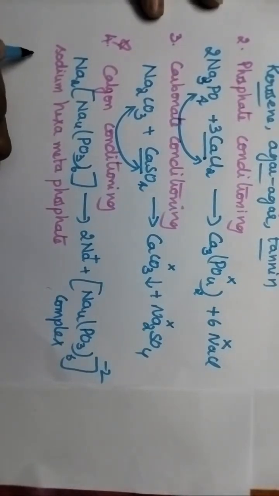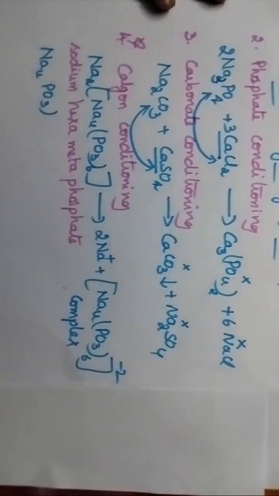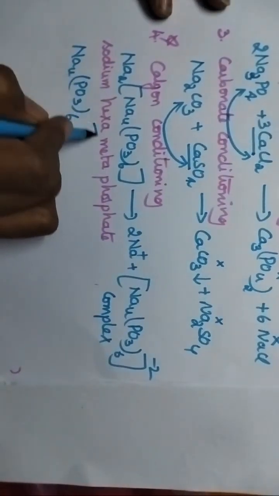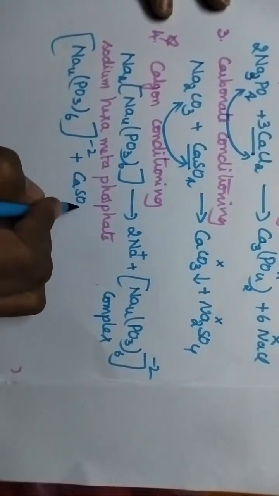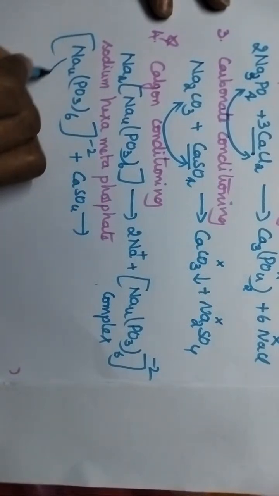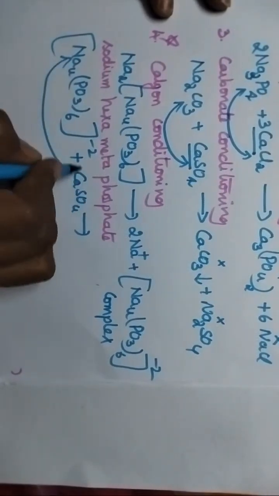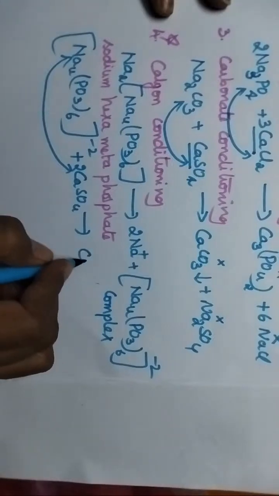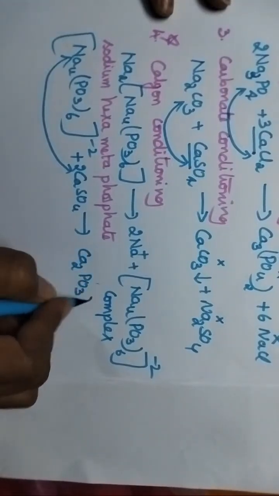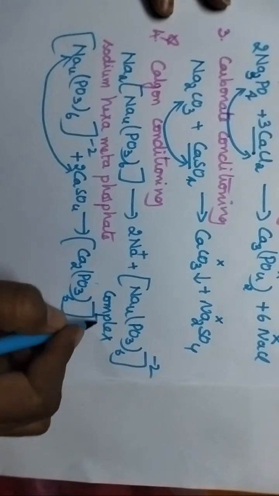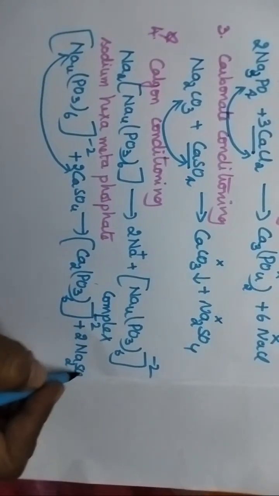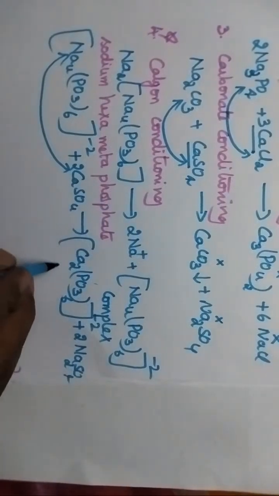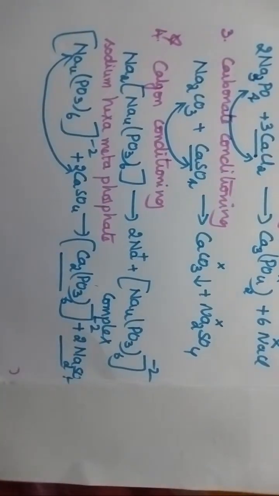This complex ion in particular reacts with hardness producing salts. Let us suppose that calcium sulfate is responsible for the hardness. You just exchange the cations. Then it results in the formation of calcium complex ion along with the formation of sodium sulfate. So these are not responsible for the permanent hardness.